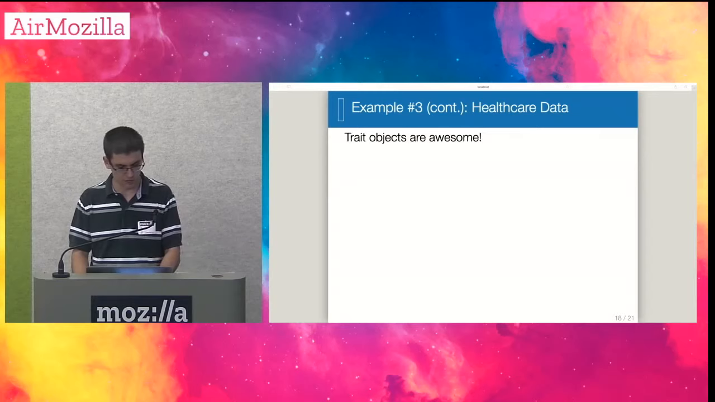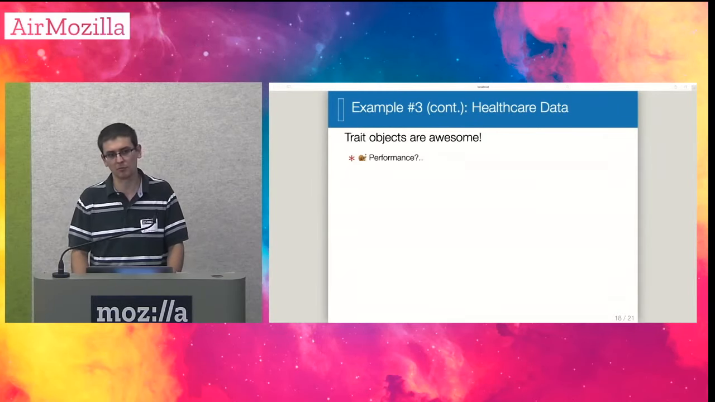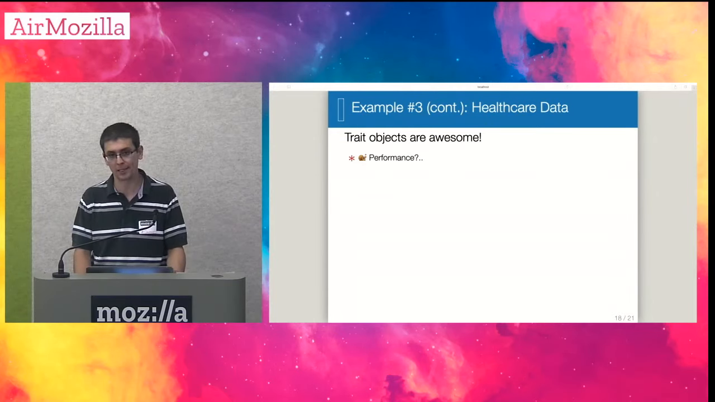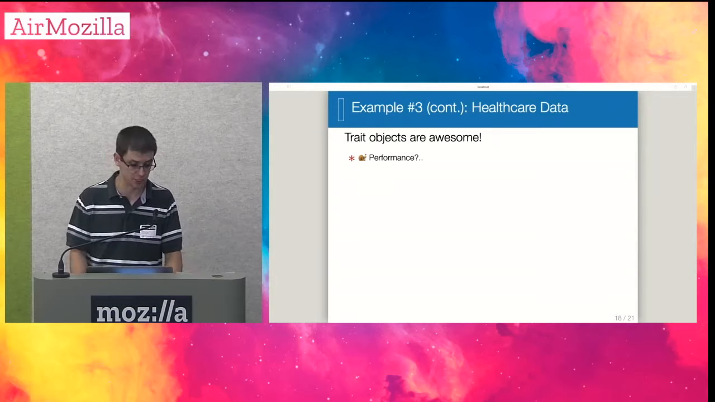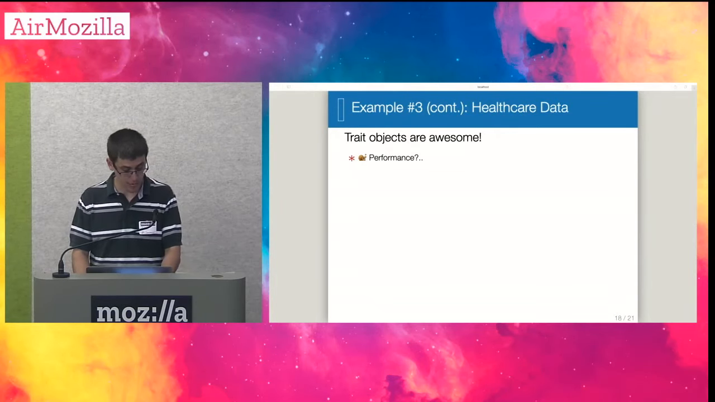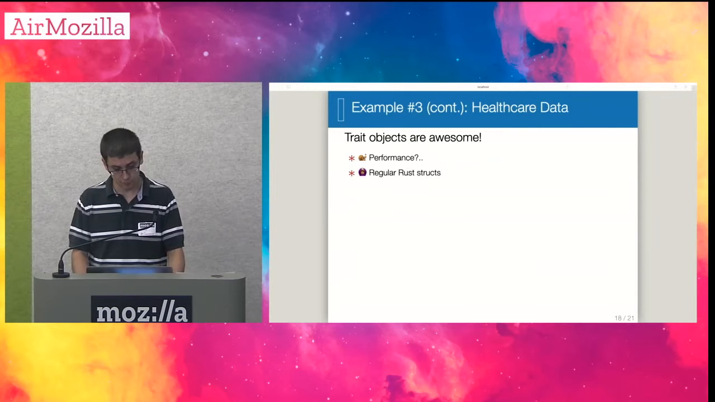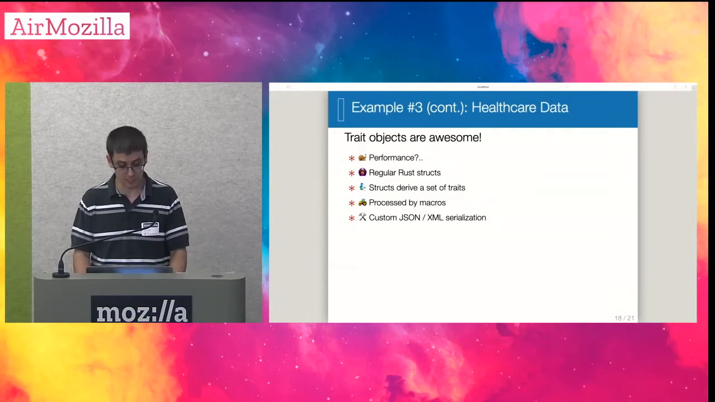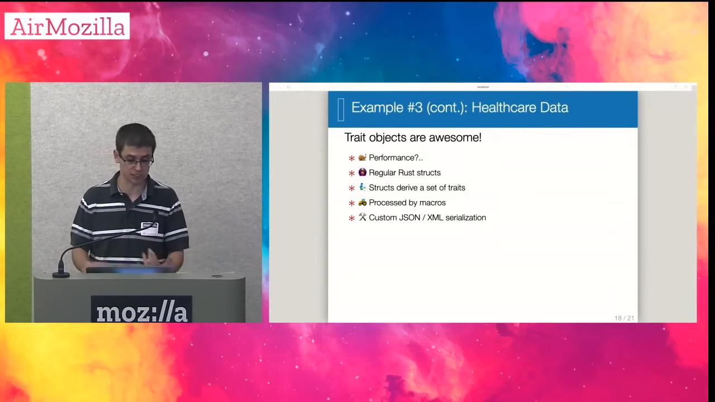One thing I was concerned about with trait objects is that everybody says the performance would suffer. First of all, you're doing dynamic dispatch, which is slower, but more importantly, you're not letting the compiler look through these trait objects and do optimizations which would be available otherwise. In the end, what we ended up with is regular Rust structs. They implement those sets of traits. They use macros to derive those trait objects. We have custom JSON and XML serialization that uses those trait objects to deserialize data.